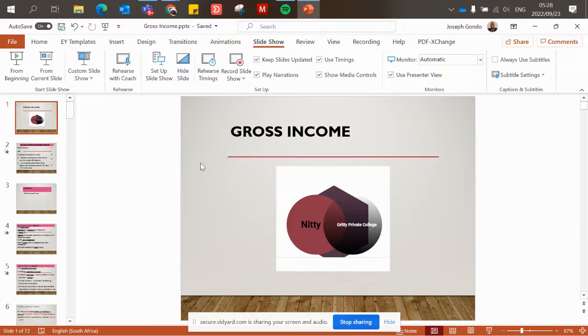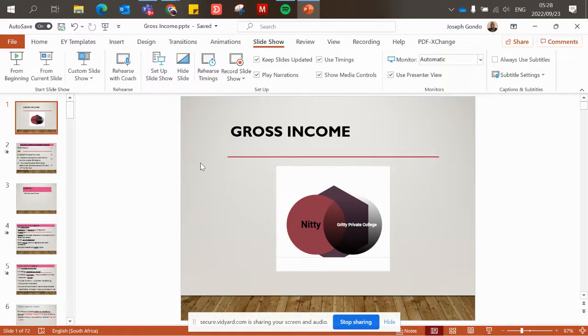So let's talk about gross income. This is the most important aspect of taxation or income tax. Because you do remember that in Zimbabwe, the main taxes are income tax, value-added tax, capital gains tax, withholding tax, and those other small taxes. So the main tax there is income tax.